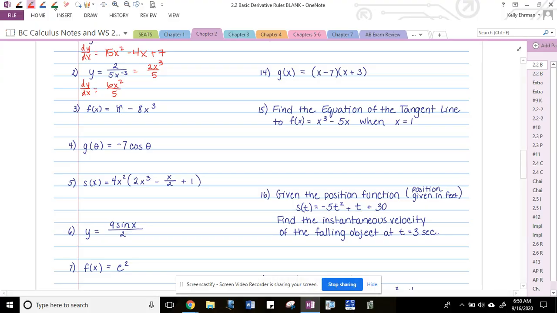Number 3, trying to trick you here. The derivative of pi, remember pi is a constant, 3.14 whatever. So that derivative is 0. And then it's just negative 24x squared. G prime of theta, since theta is the variable, this should match the variable here. Well, the derivative of cosine is negative sine, so this would become positive 7 sine theta.